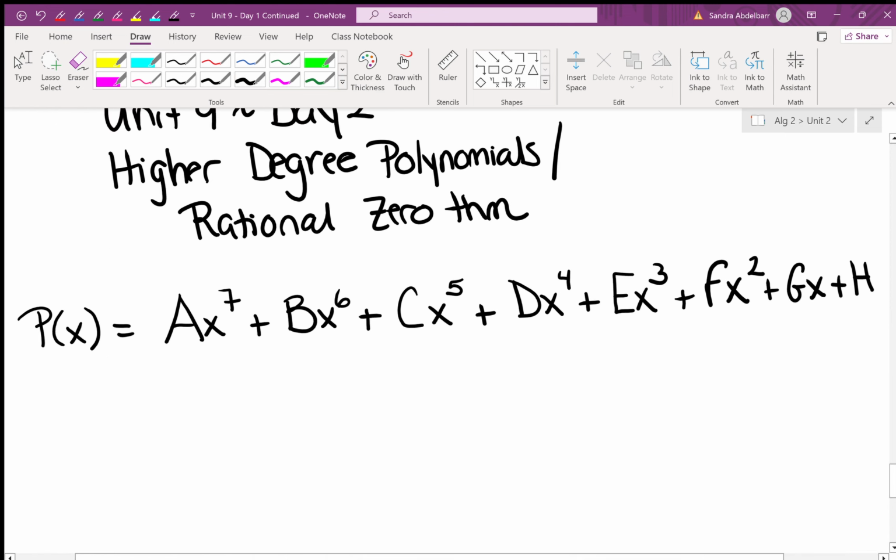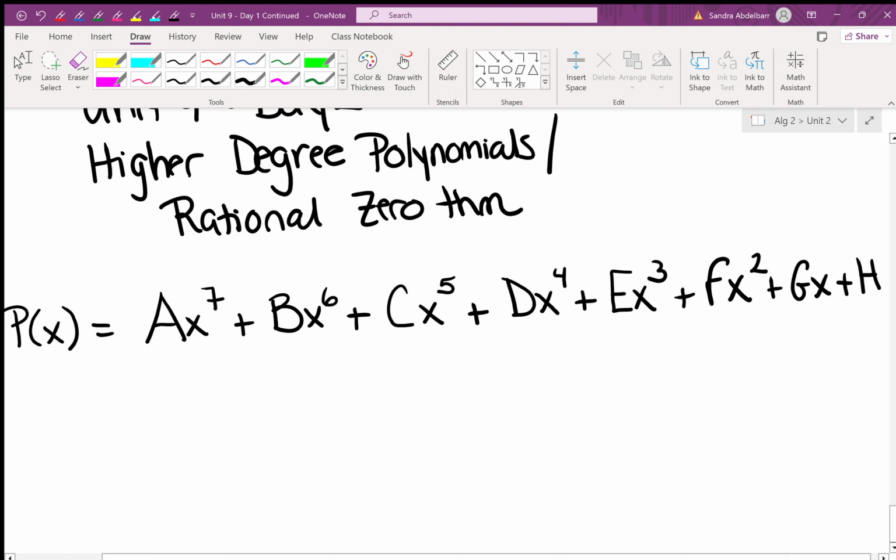Are we sure? Is this multivariable calc? No. Same with class.